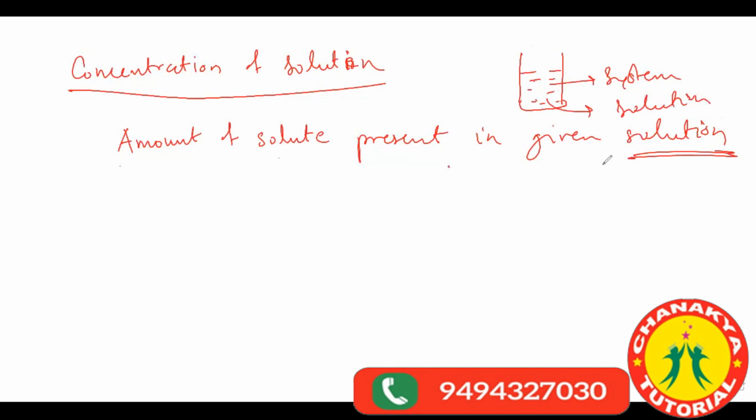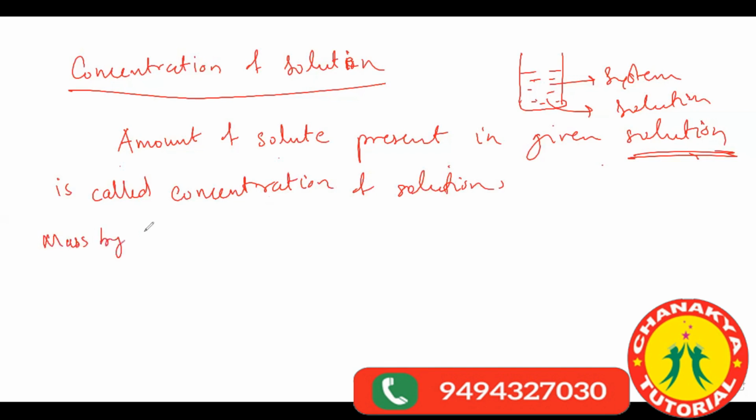The amount of solute present in a given solution is called the concentration of solution. So this concentration of solution can be calculated by three formulae. That formula I'm going to give you. That is what? Mass by mass formula, then mass by volume formula, and another one is what? Volume by volume formula.